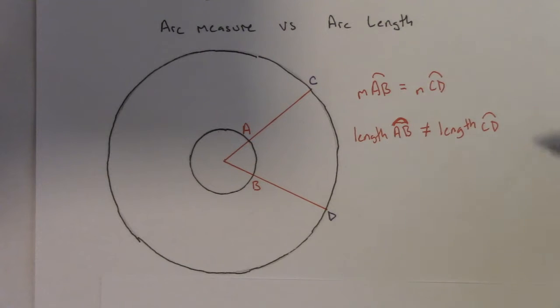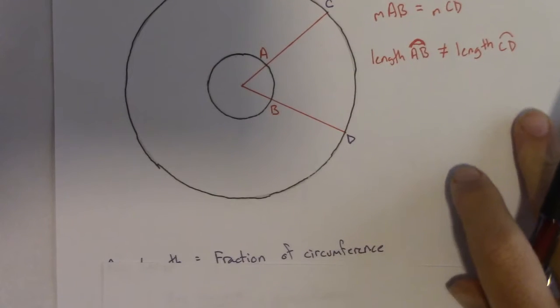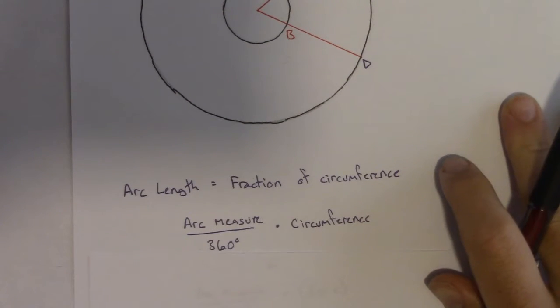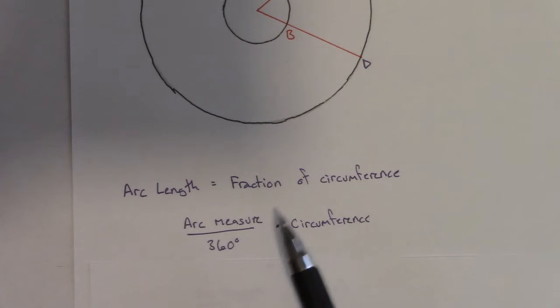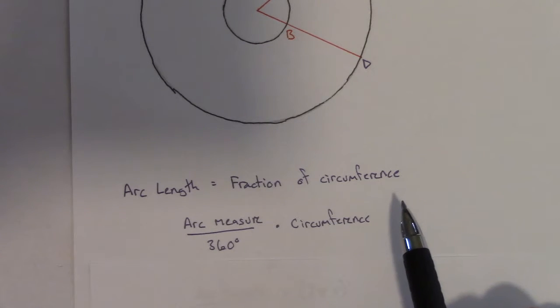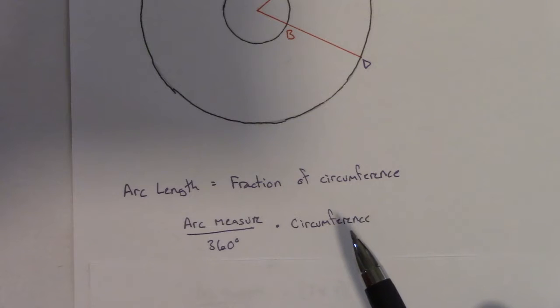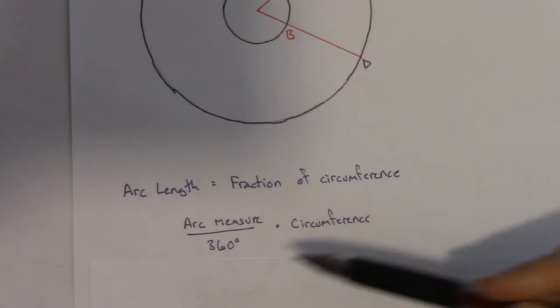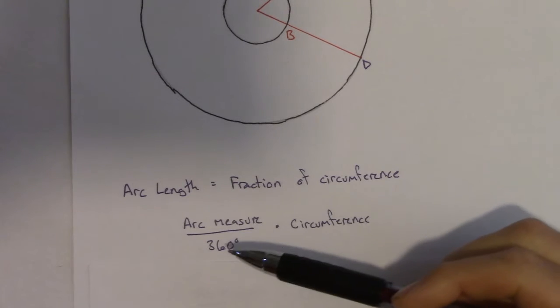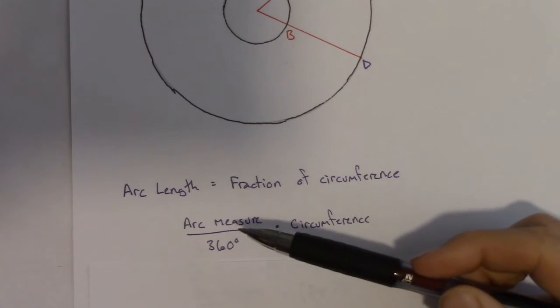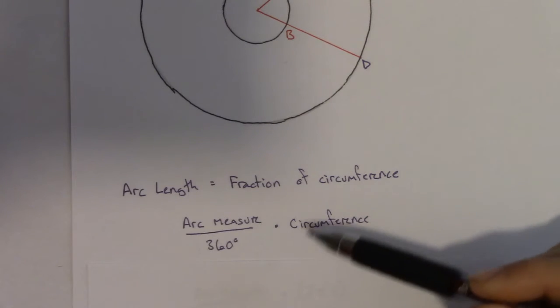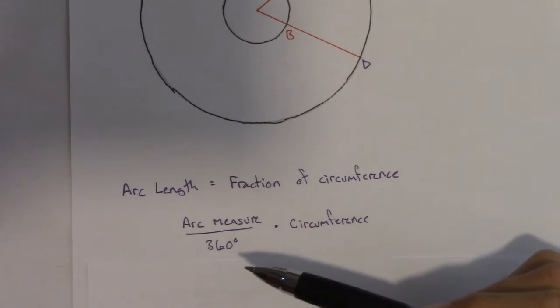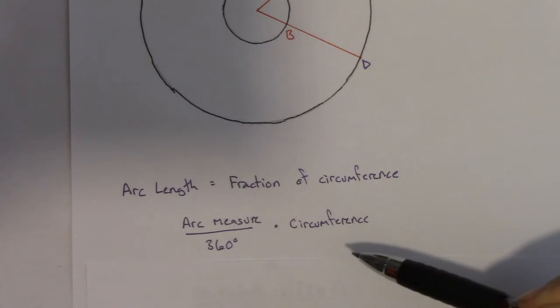So the question becomes, how do we actually calculate that arc length? Well, in order to do that, it's actually quite simple. Arc length, in essence, is a fraction of the circumference. Right? If the circumference is the entire length around my circle, arc length is a piece of that. Well, how do we get that piece? You take the arc measure, divide it by 360, and then times it by the circumference. This gives you the fraction of the circle that you want. This tells you how long the entire circle is. So, fraction of the entire circle gives me arc length.